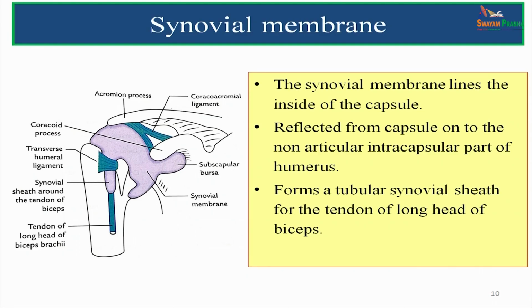The synovial membrane lines the inside of the capsule. Shoulder joint is a synovial joint, so obviously the capsule is lined on its inner surface by the synovial membrane. The synovial membrane is reflected from the capsule onto the non-articular intracapsular part of the humerus. It forms a tubular sheath as well, for the long head of the tendon of biceps brachii muscle to come out of the joint cavity.